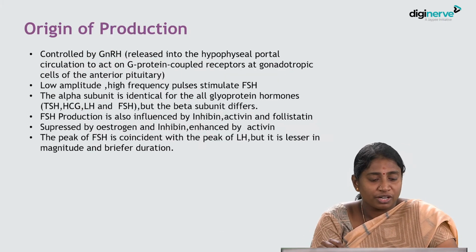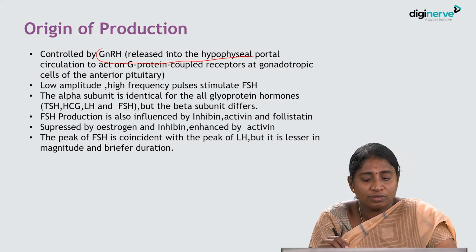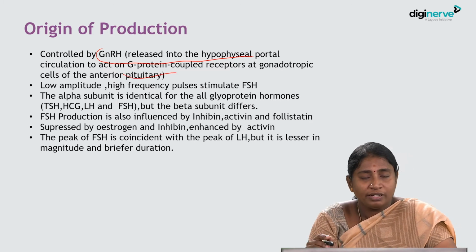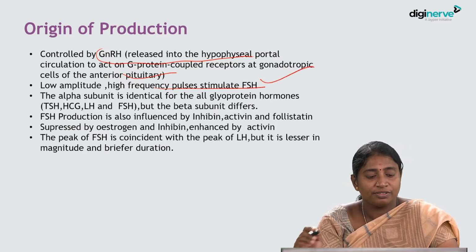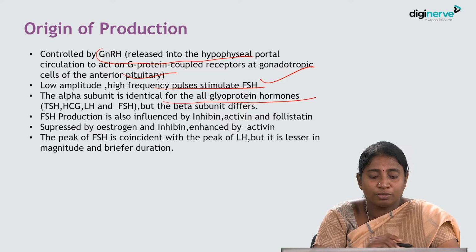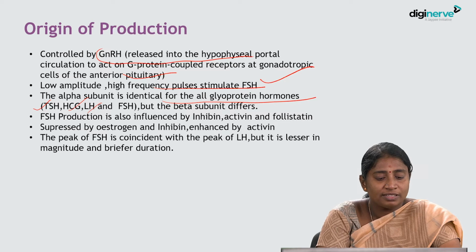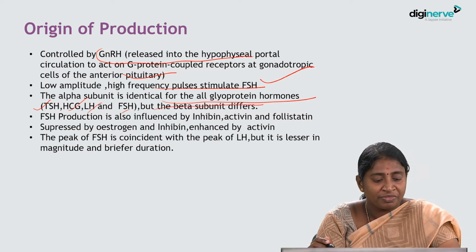What is its origin and production? It's again controlled by GnRH, released into the hypophyseal portal circulation to act on G protein coupled receptors at the gonadotroph cells of the anterior pituitary. Low amplitude, high frequency pulses stimulate FSH. The alpha subunit is identical for all the glycoprotein hormones: TSH, beta HCG, LH and FSH. But the beta subunit differs.